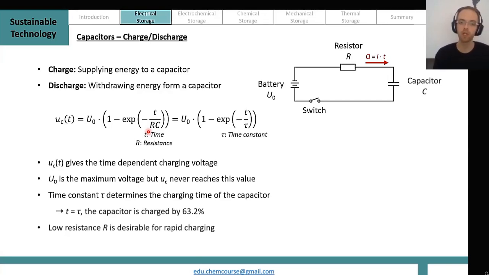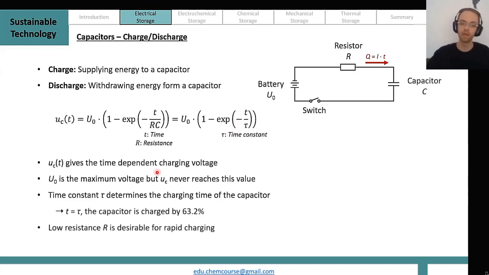Because your charging voltage is basically the pressure of the electrons to flow through the circuit, you readily see that the more charges you separate in the capacitor, the harder it will be to flow more electrons in the same direction. So this U0 is the maximum voltage, but the charging voltage never actually reaches this value. And you will observe this time constant, which basically determines the charging time of your capacitor.